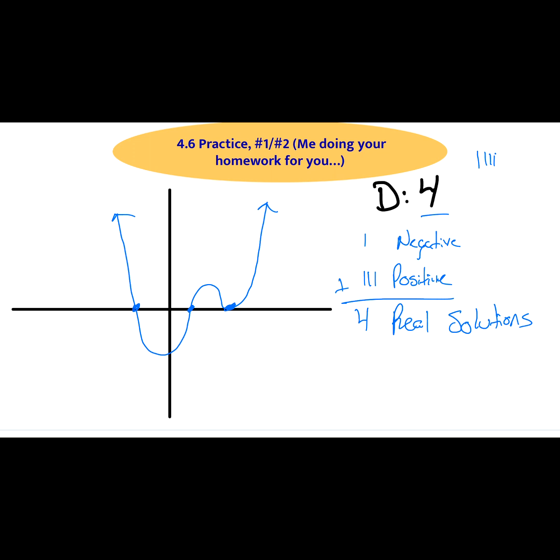Number 9 crosses at 1 point. That's the one negative solution. And it doesn't cross anywhere else, so 0 positive. There's 4 imaginary.